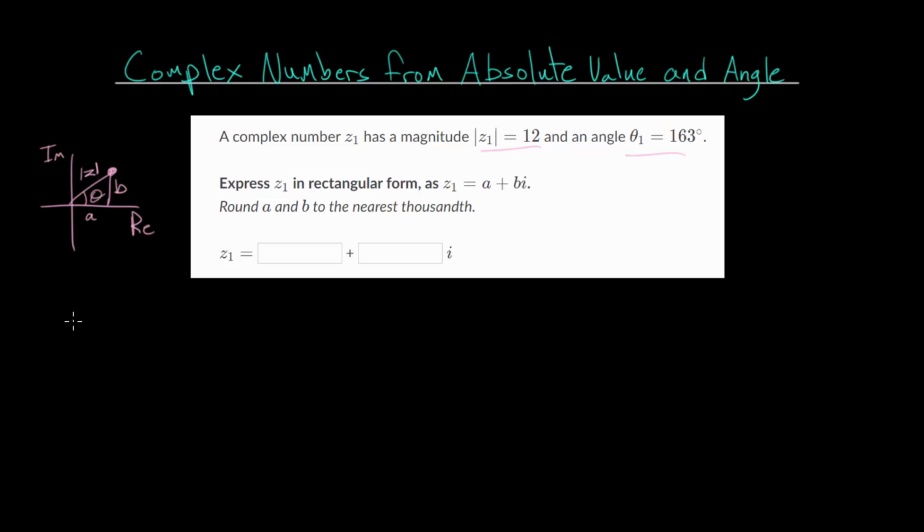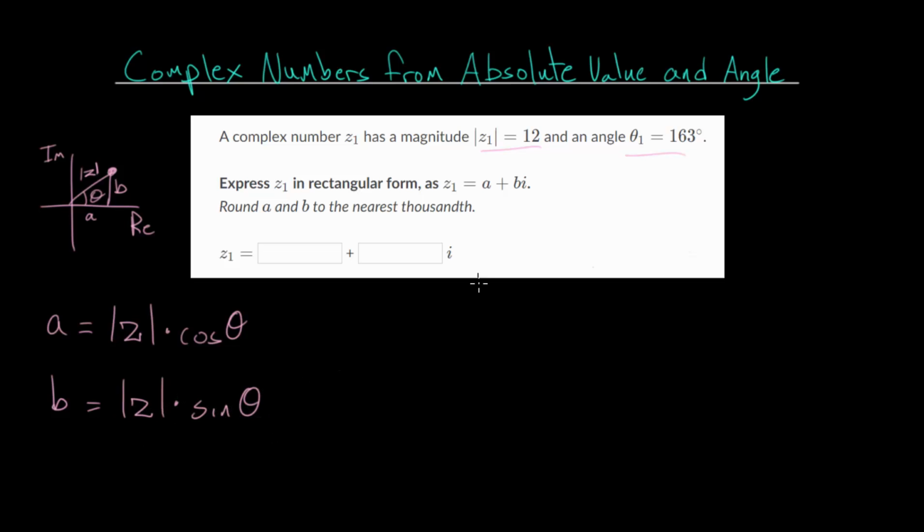In fact, using the cosine function, we can find that a, the real part, is equal to the magnitude of the complex number z multiplied by the cosine of the angle. And all of this was derived in a previous video on the polar form of complex numbers. And b here, similarly, we'll use the magnitude of the complex number z, but this time we'll multiply by the sine of the angle.